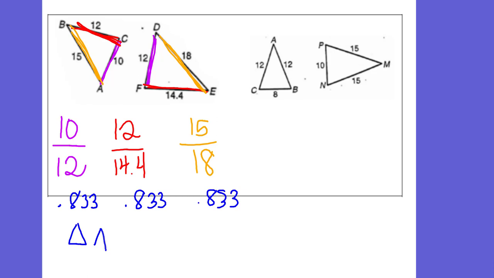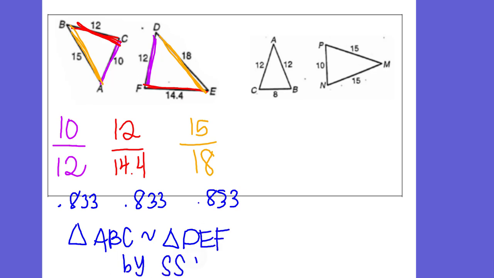I can say triangle ABC is going to be similar to triangle DEF by side, side, side. If I was asking you what's the similarity ratio, this decimal is not okay for the similarity ratio, but the similarity ratio would just be found by simplifying this. So it would be 5 over 6.